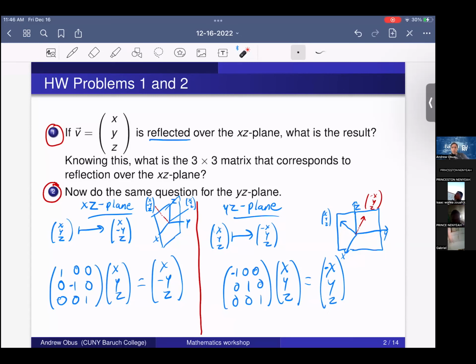So we have the first one, the XZ plane, and the second one, the YZ plane. Right. If we were having the XY plane, how would the coordinates be?